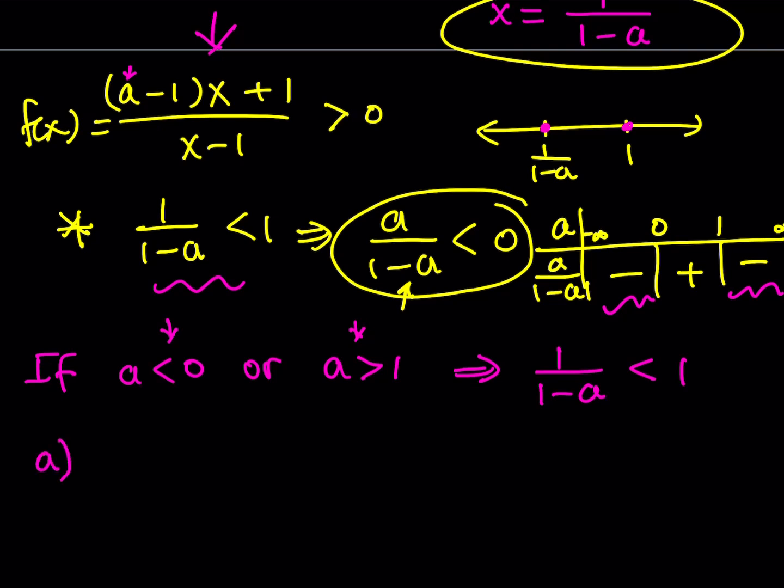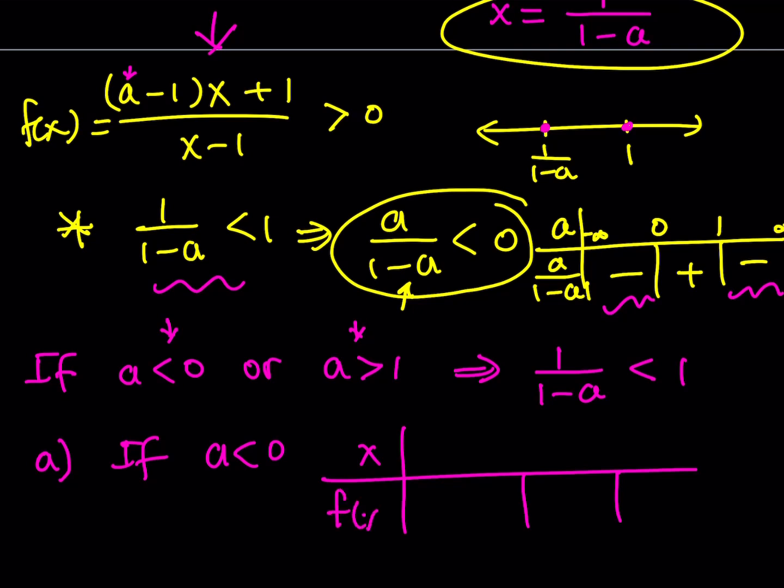Now let me call that a. If a is less than 0, then I have the following table. I'm going to make a table here, but this time the table is for x and f of x. So we're basically going into the solutions here. Make sense? Okay. So now we know that if a is less than 0, this will be satisfied for sure. So when I make my table, I'm going to put the 1 over 1 minus a to the left of 1 because I know that it's the lesser value.